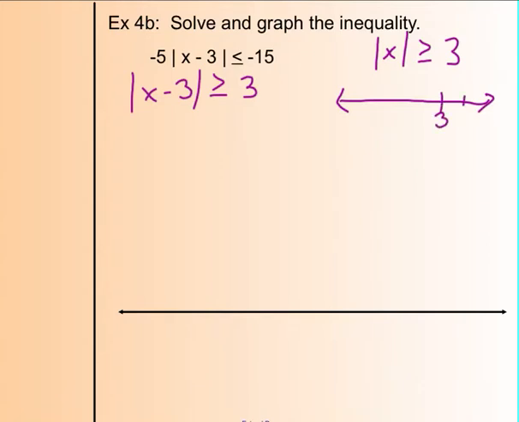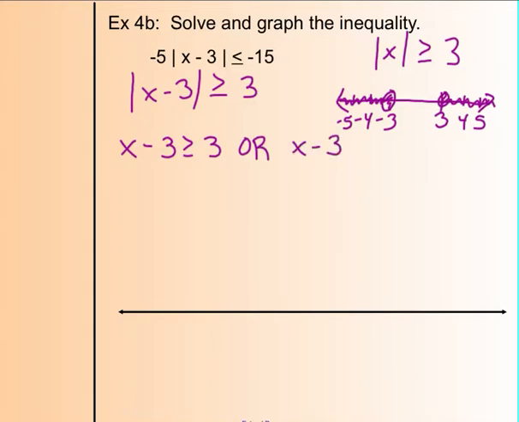So I'm going to start to graph some of my solutions. We talked about 3, 4, 5. We said from 2 to -2 wouldn't work, but at -3 and -4 and -5, all of those would work. So this looks to me like an OR inequality. So I'm going to go back to my original inequality, drop the absolute value. First one is absolutely normal. The second one, same thing.